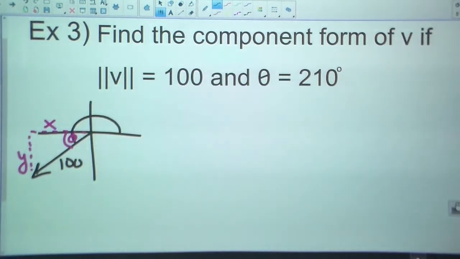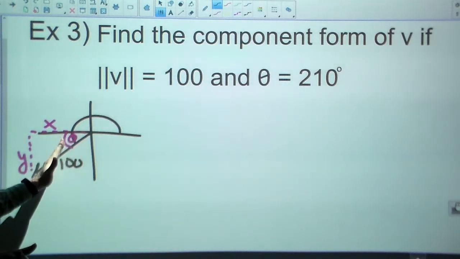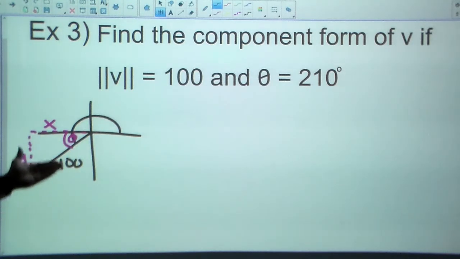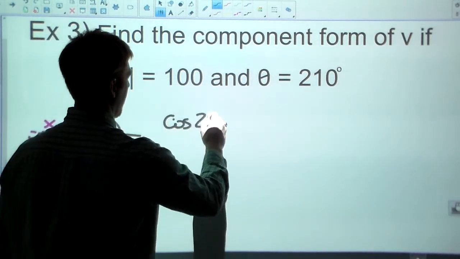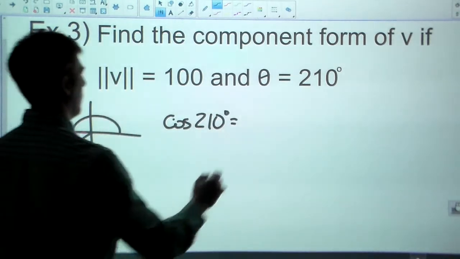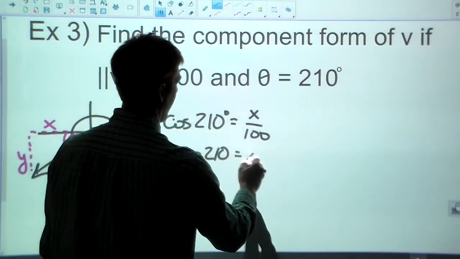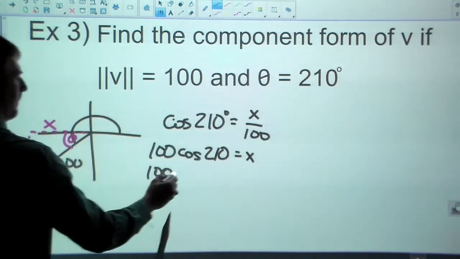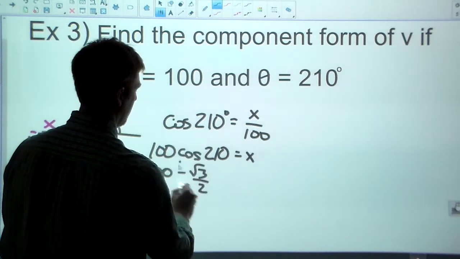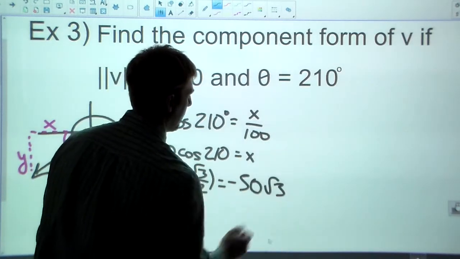All right, so what I want to do to figure this out is I've got the hypotenuse. I know the angle I'm looking for. I just need to set up a couple of problems to find the adjacent side and the opposite side. So let's do x first. That's the adjacent side. So that's going to tell me to use cosine. Cosine of 210 degrees will be x over 100. So 100 cosine of 210 is my x value. And you should quickly recall that the cosine of 210 is negative square root of 3 over 2. That should be committed to memory at this point. So negative 50 square root of 3. That's my x value.